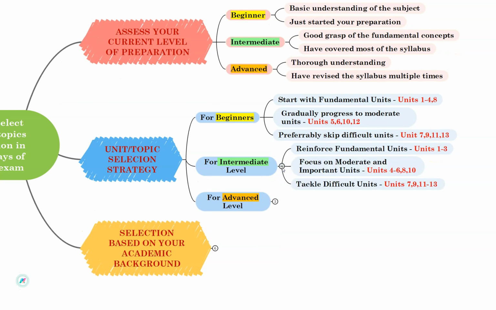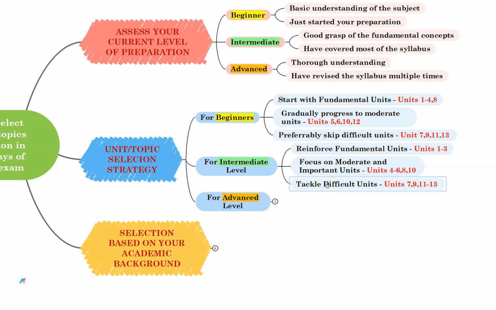Next, for intermediate level, reinforce the fundamental units. Since you already have a good grasp on the fundamental concepts, here units 1 to 3, ensure that you quickly revise these units which you are comfortable with and focus on moderate and important units. Allocate more time to units that are frequently tested, that means which are important as well. It will include units 4 to 6, 8 and 10, which is ecology. 5 and 6 is developmental biology and plant physiology.